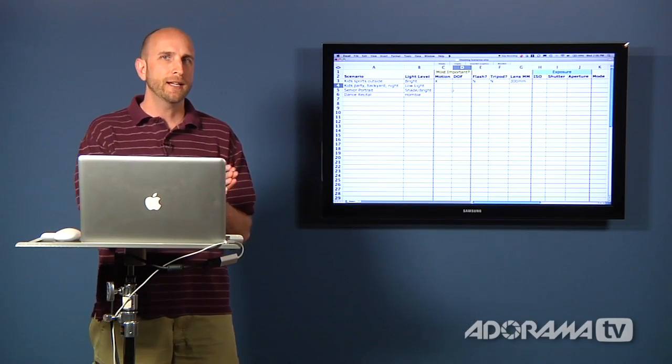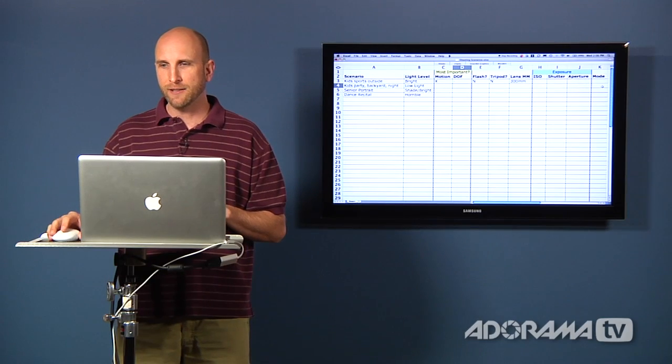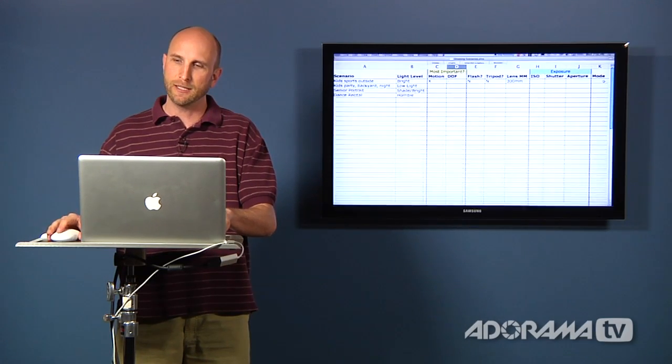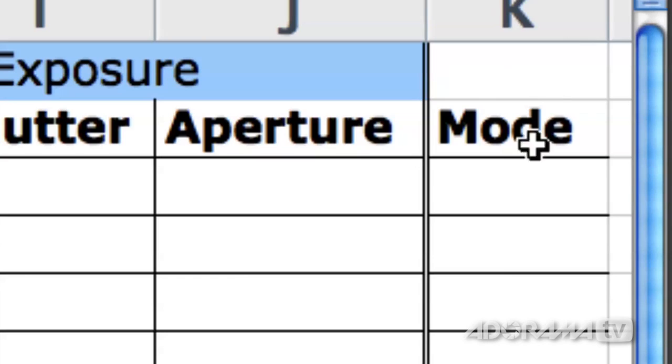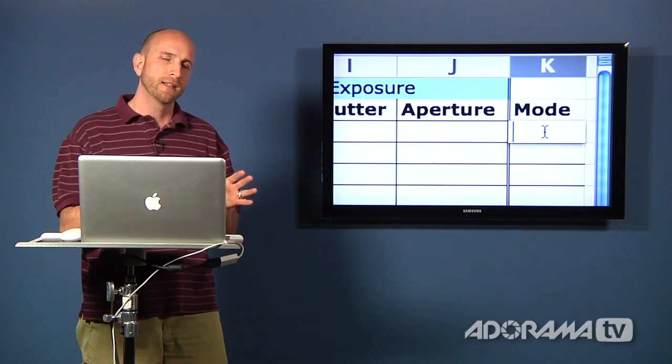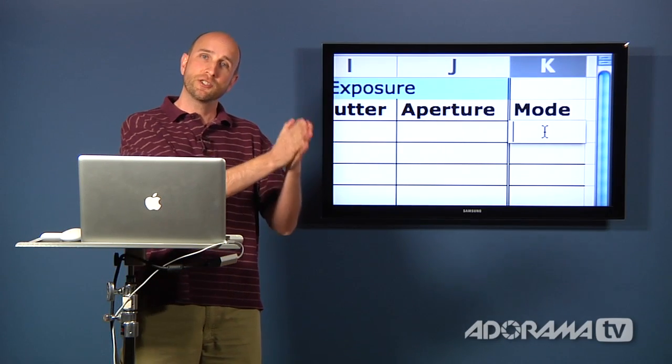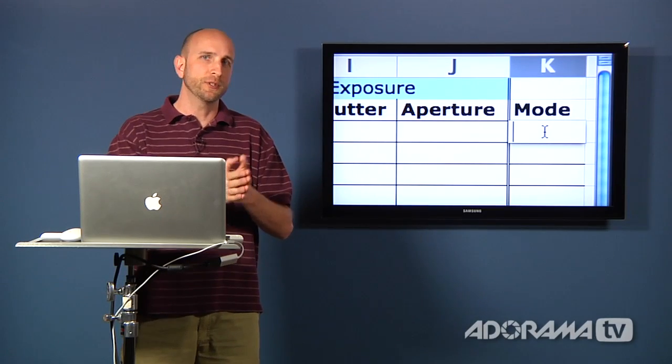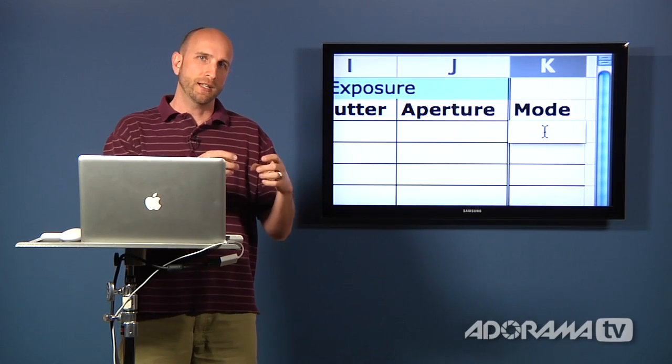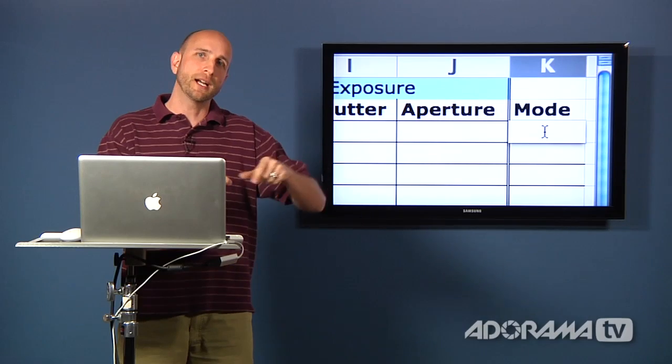Now that we have that, we can zip over to the right side of our spreadsheet, and there's a little column here that says mode. And what that's asking is, now that we know what's the most important thing, shutter speed or depth of field, which is aperture value, which mode setting do we put on the mode dial on our camera?